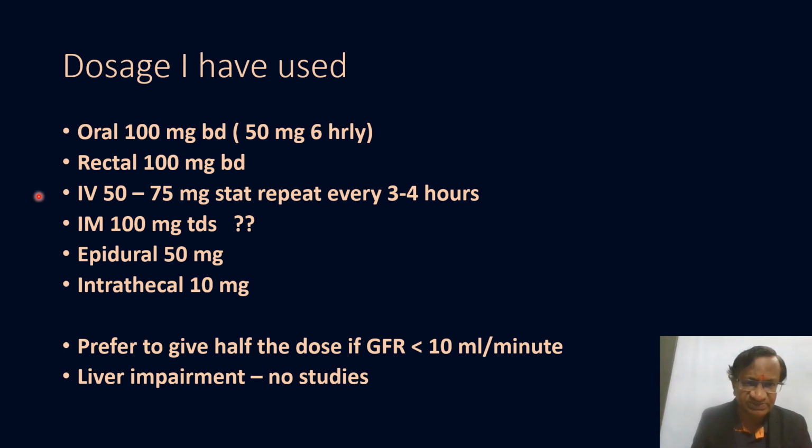Now, what dosage have we used? I have used personally 100 milligram BD, rectal 100 milligram BD, 50 to 75 milligrams every 4 to 5 hours, 100 milligram IM TDS, epidural 50, intrathecal 10. In kidney disease, yes, give half the dose at low GFR. In liver impairment, there are no studies.